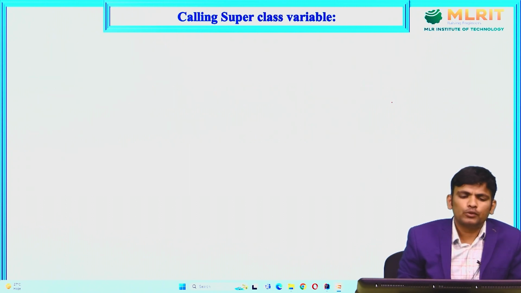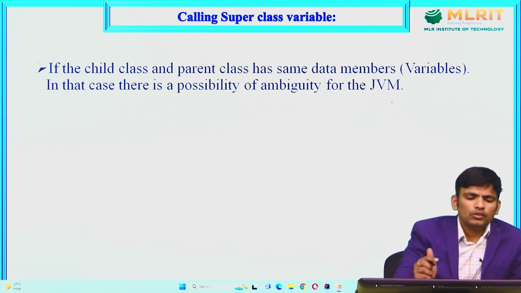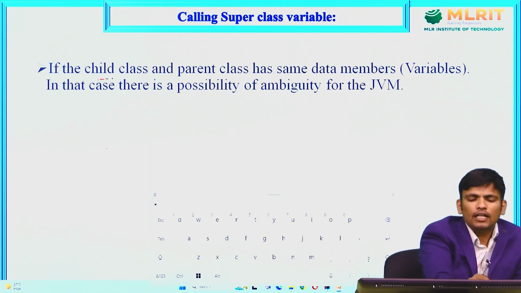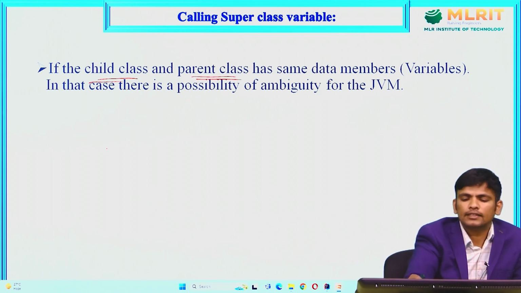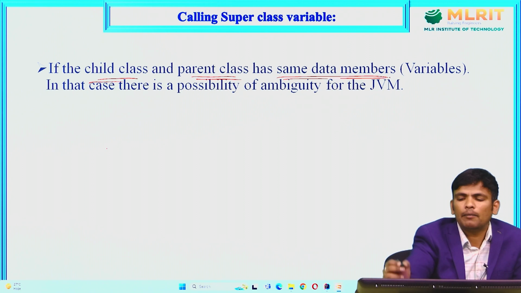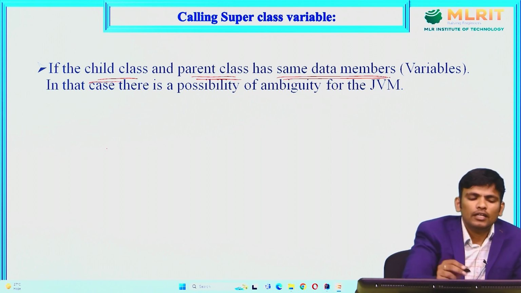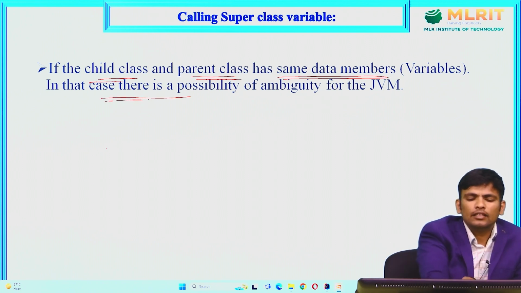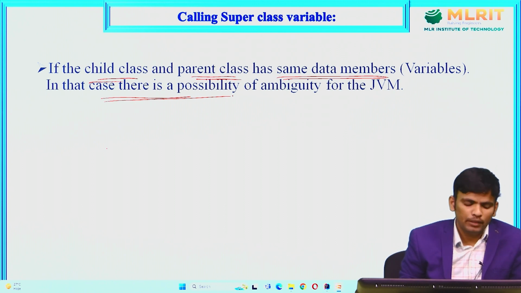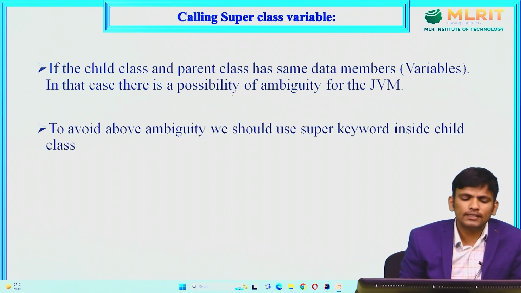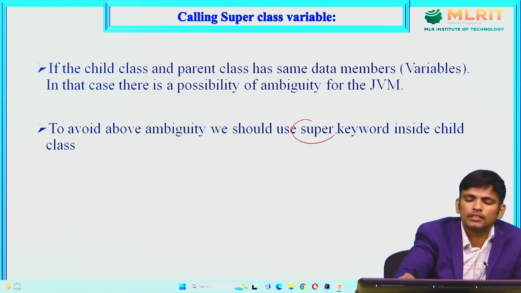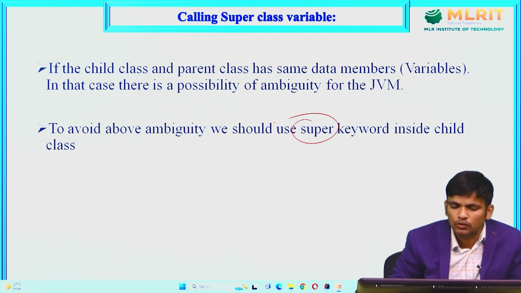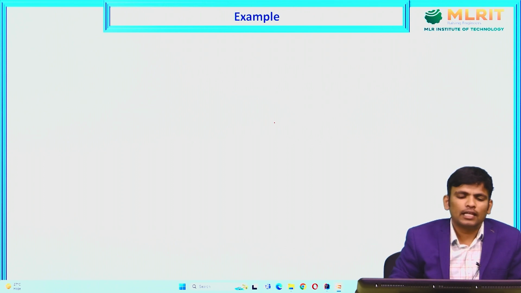Suppose we take an example: calling a superclass variable. If the child class and the parent class have the same data members, meaning variables, then there is a possibility of ambiguity for the JVM. To avoid this ambiguity, inside the child class we compulsorily need to use the super keyword. You can see an example.